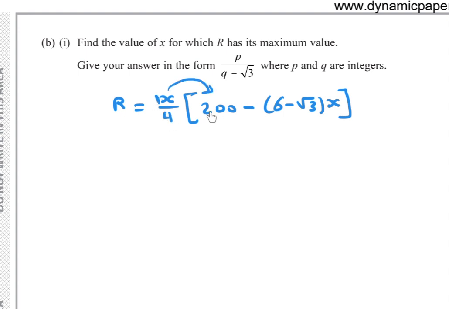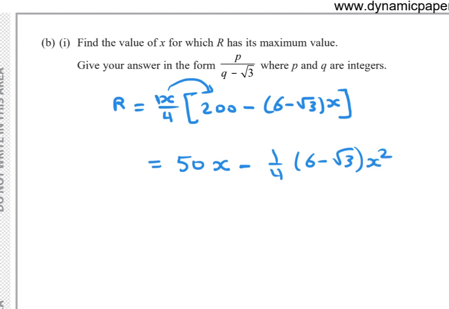When we expand, this means multiply the numbers together. 1 over 4 times 200, you get 50. And you have x, so 50x. 1 over 4 times this bracket, so minus 1 over 4 times (6 minus square root 3), and x times x equals x squared.